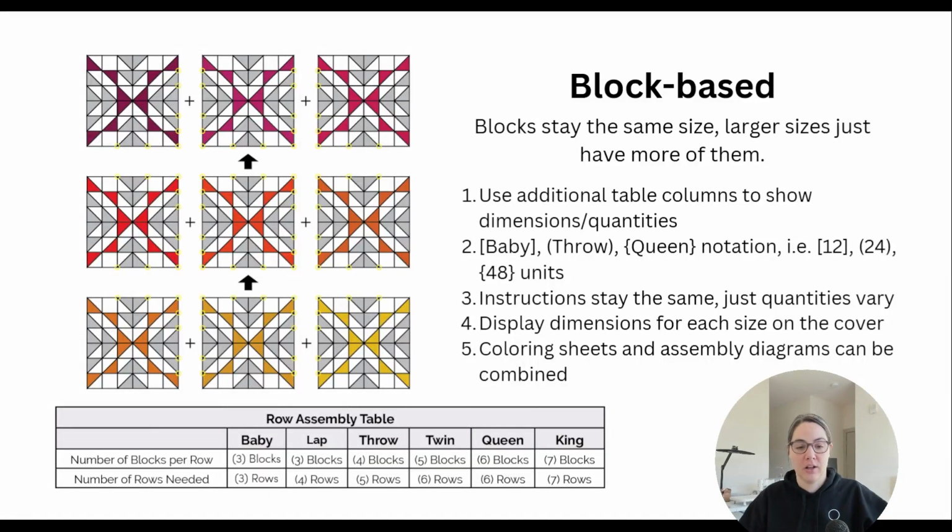Okay, I'm going to make all of my rows first. They're each going to have 4 blocks. So I'll just grab 4 blocks, sew them all together. And then I need 5 of those.